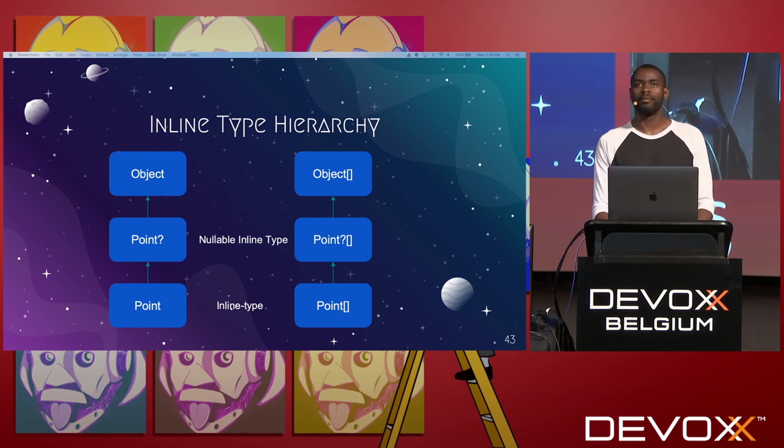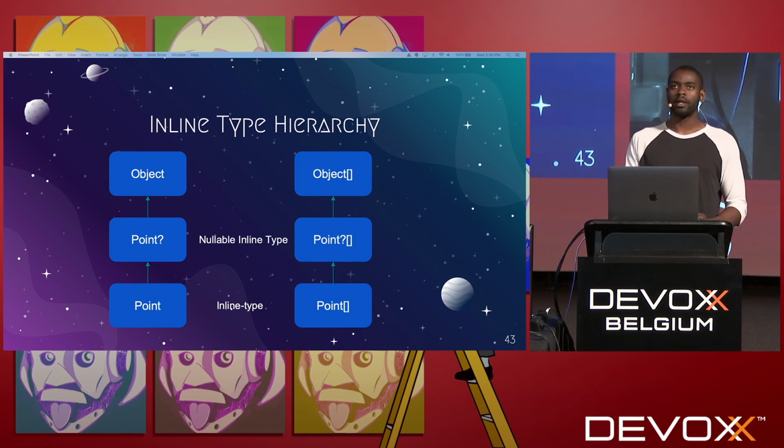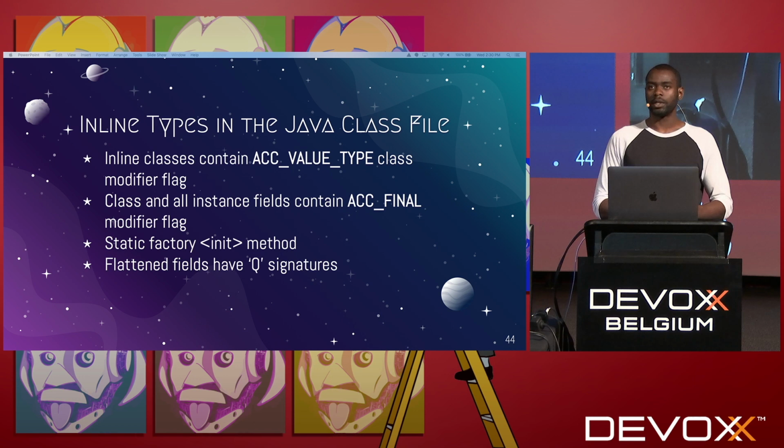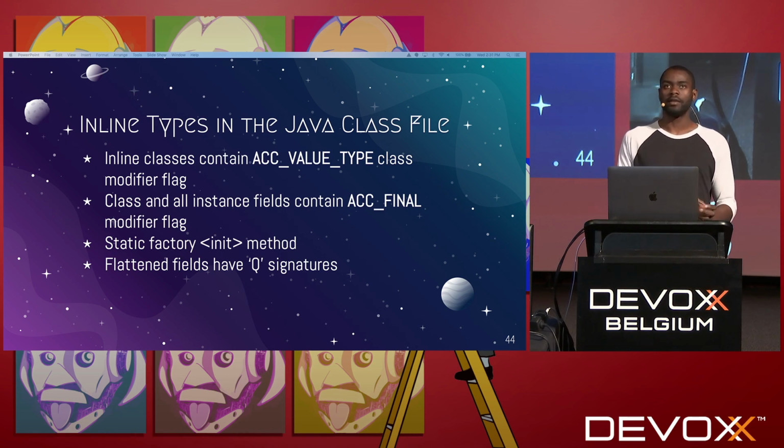So these are the higher level characteristics of inline types. Now we'll look at some of the details. As you know, Java source code is compiled by Javac and produces a Java class file that contains what the JVM needs to know about the class. Inline types are distinguished by an ACC value type class modifier. So it's a bit set in the class modifier that lets the JVM know that it's an inline type.